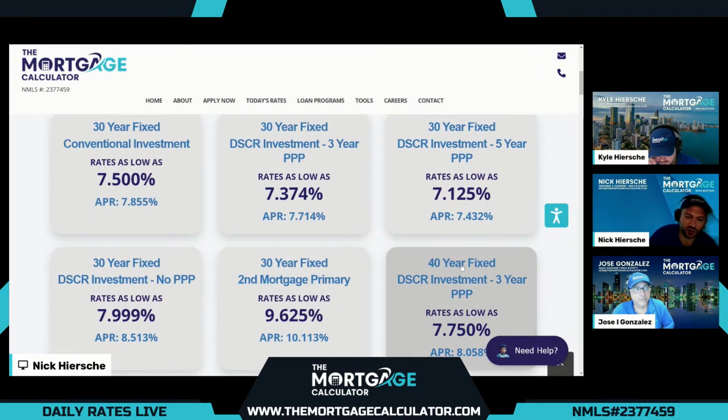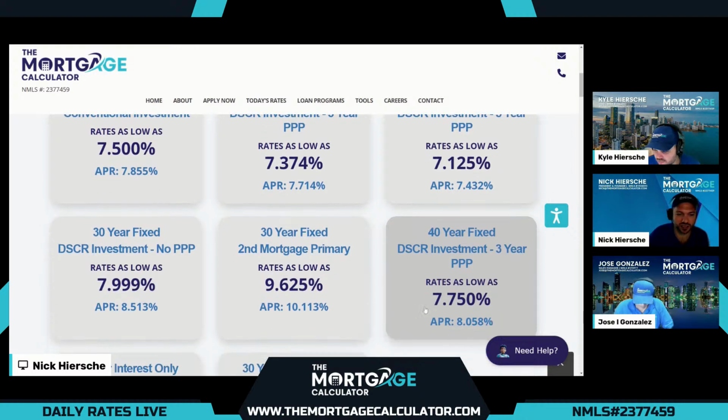And another bonus option here, 40-year option for DSCR. We have all kinds of variations. This is just one of them, 40-year fixed DSCR with a 3-year prepay. Comes in at 7.75, final APR 8.058 for our investors that want to maximize their cash flow. So a 40-year amortization obviously will lower the payment and therefore increase our monthly cash flow for that rental property.